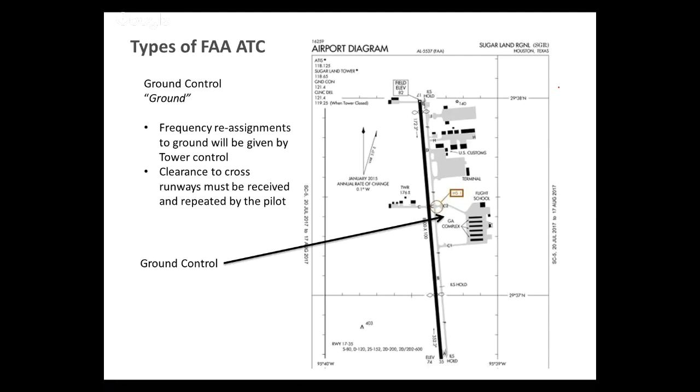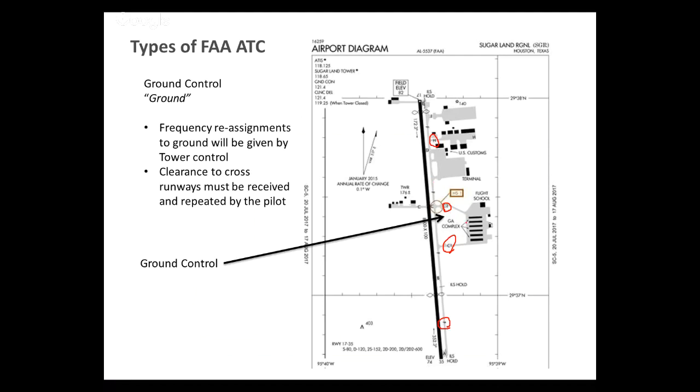The ground controller has jurisdiction over all the movement areas of the airport. And the movement areas are denoted by taxiways that have a letter, such as taxiway Foxtrot, taxiway Charlie 1, Charlie 2, Hotel, and so on and so forth.